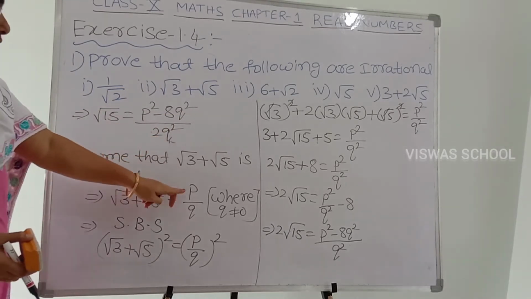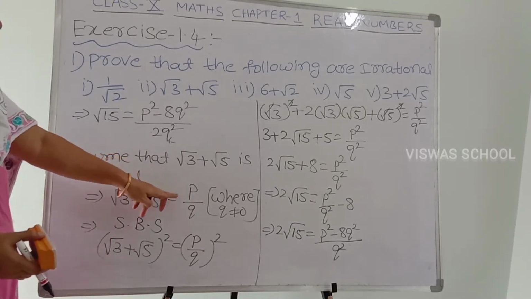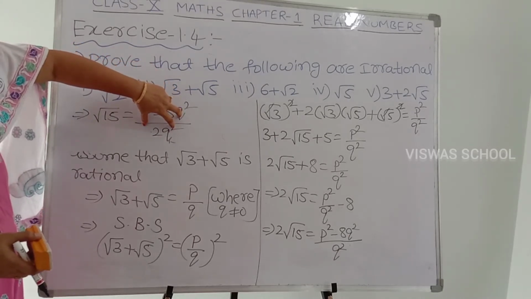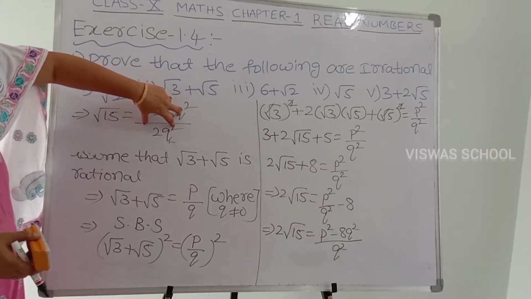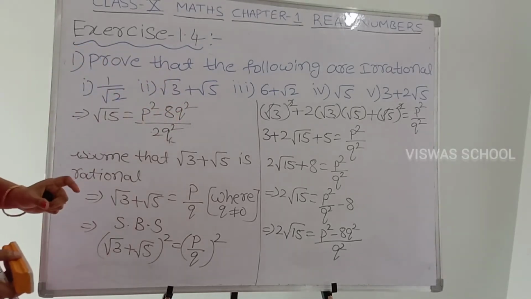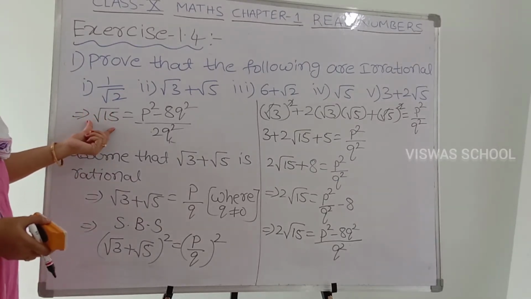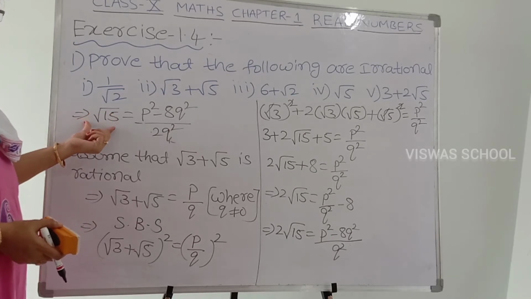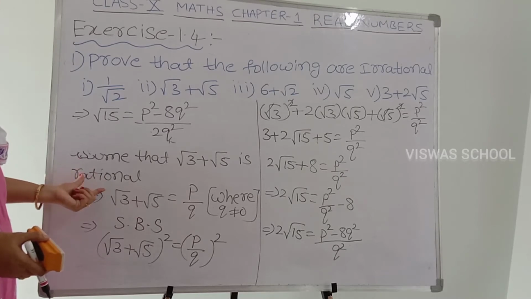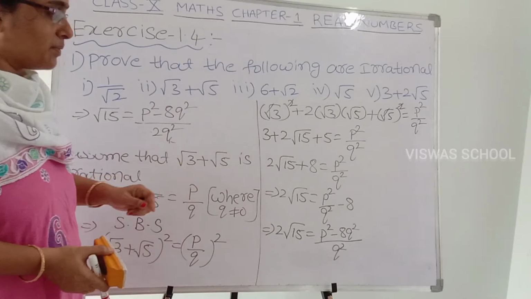Here P and Q are integers where Q is not equal to 0. If P and Q are integers, this whole P square minus 8Q square by 2Q square is a rational number. If it is rational, automatically root 15 is a rational number. But this contradicts the fact that root 15 is an irrational number. So what is our assumption? Root 3 plus root 5 is rational. Our assumption is wrong. That means root 3 plus root 5 is an irrational number here.